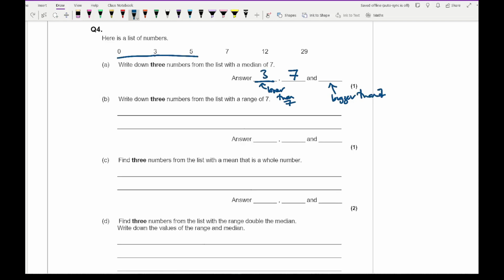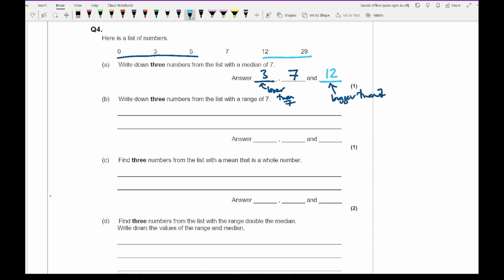And for this number here, I'm going to go for any of those 2 numbers. So I could have 12. So again, other options you could have are basically going to be 0, 7, 12, 0, 7, 29, 3, 7, 12, 3, 7, 29, 5, 7, 12, and 5, 7, 29.